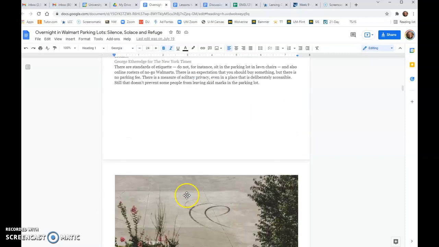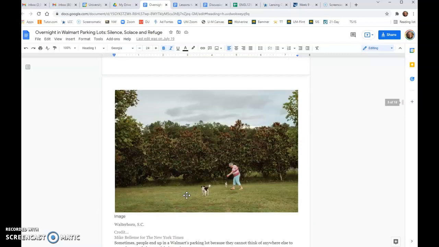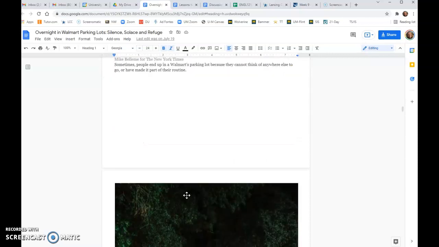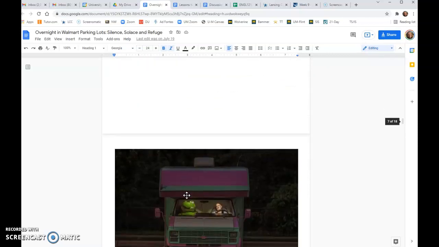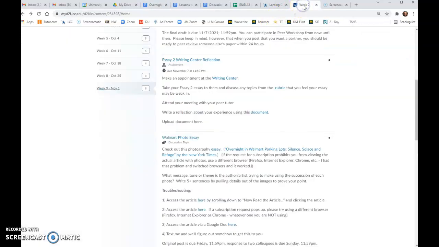So what kind of message are they painting about people who stay in Walmart parking lots? What kind of picture are they painting? What's their message? That is what this week's discussion board is about. It's thesis statements: the message that the photos are trying to portray, or the message the photographer is trying to portray using the photos that he is choosing.